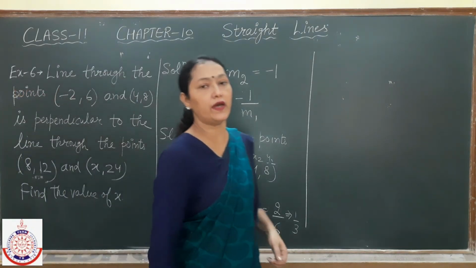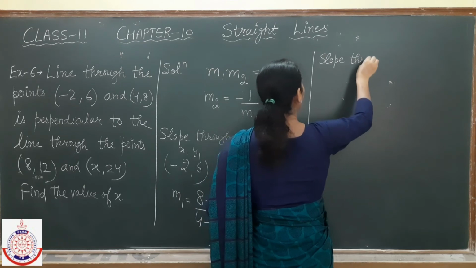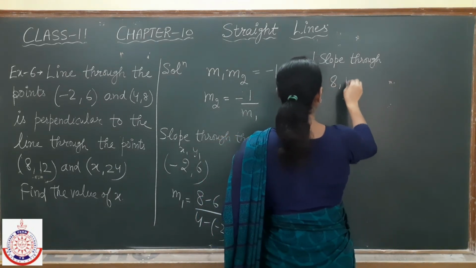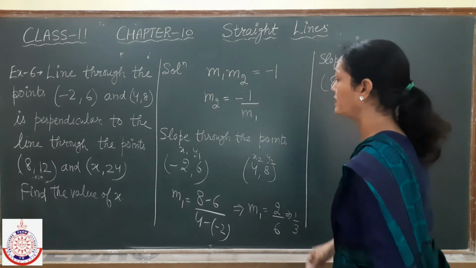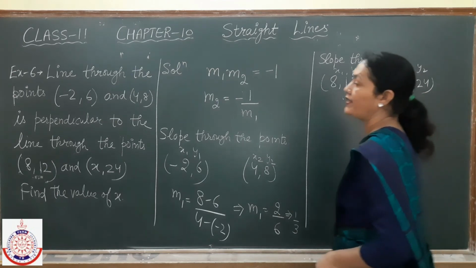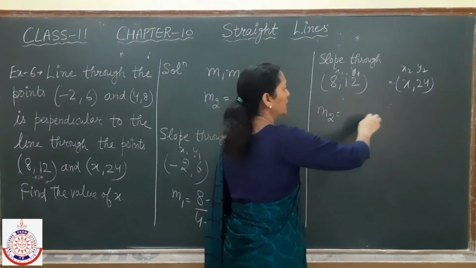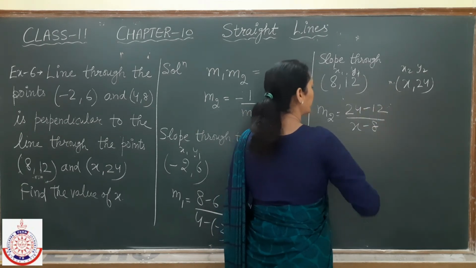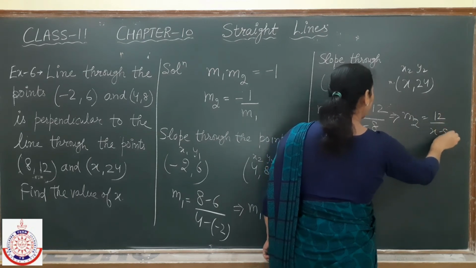Now let us find out the value of M2. Slope through points 8, 12 and another point is x and 24. Let the slope in this case be M2. So the value of M2 will be 24 minus 12 upon x minus 8. That gives us 12 upon x minus 8.